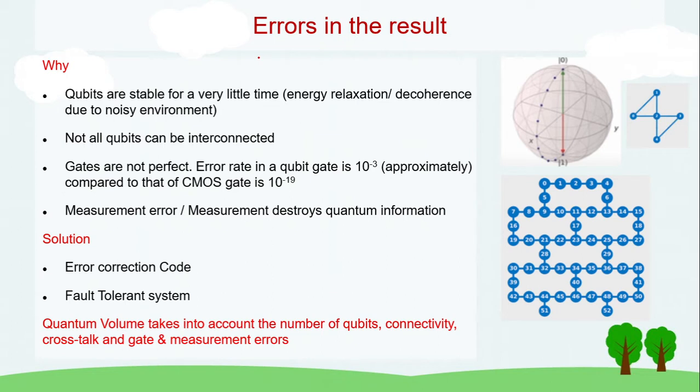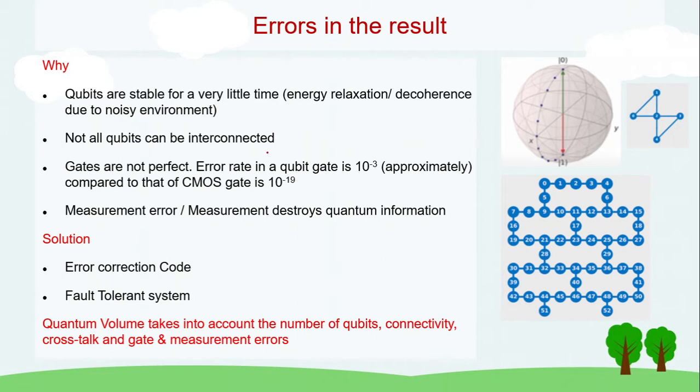It's all because we get a lot of errors actually. So that puts us into problem. So why? It's because qubits are stable for a very little time actually. It's maybe a few microseconds. Again, it depends on what type of qubits, the time varies. What happens is, suppose you bring the qubit to an excited state like 1. Over a period, it will lose its energy and come to a ground state like 0. So the energy relaxation and decoherence due to noisy environment make the qubits unstable.